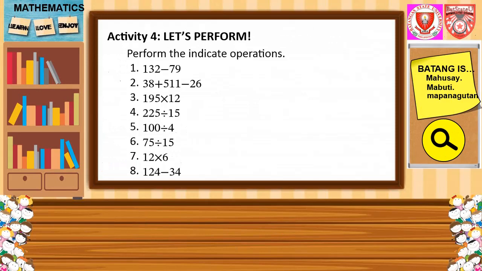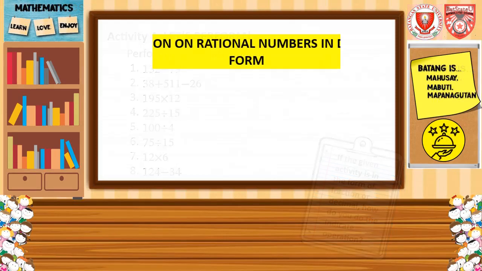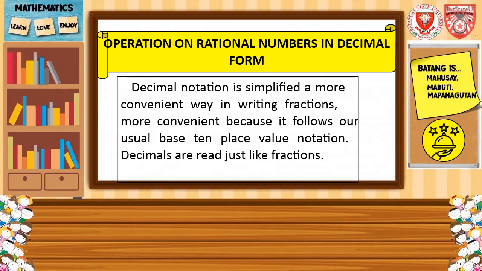Activity 4, let's perform the indicated operations. If the given activity is in the form of fraction or decimal, how do you indicate the operations? Operations on rational numbers in decimal form. Decimal notation is a simplified, more convenient way of writing fractions. More convenient because it follows our usual base 10 place value notation. Decimals are read just like fractions.